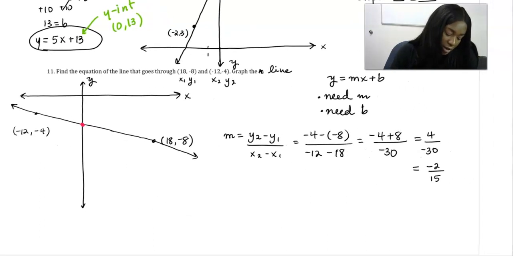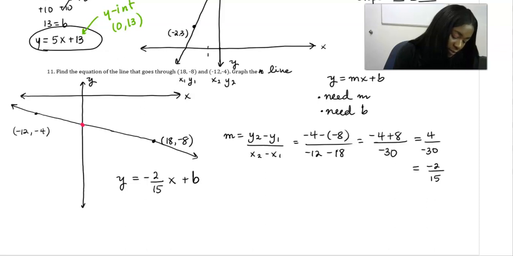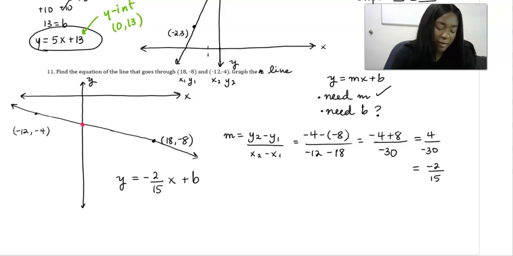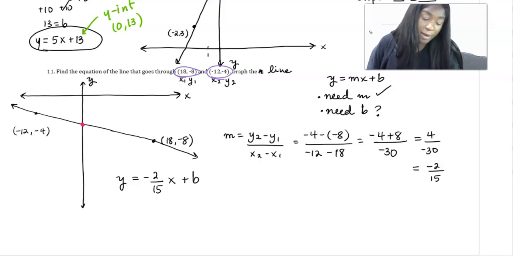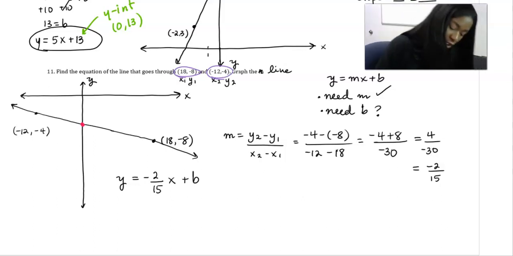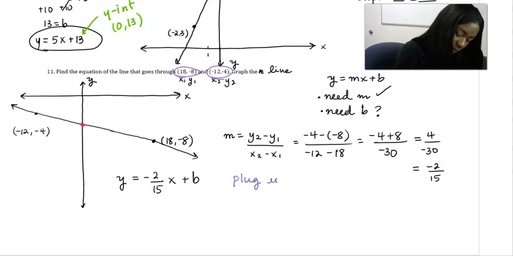So at this point, I know that the equation of the line would look like y is equal to -2 over 15x plus b. But we still don't have b. And now we can find b by taking either one of these two points. You can take that point, or you can take that point. It doesn't matter because both those points are on the line, and plug in for x and y. I'm going to choose, let's just use the second point. I'm going to plug in x is equal to -12 and y is equal to -4.